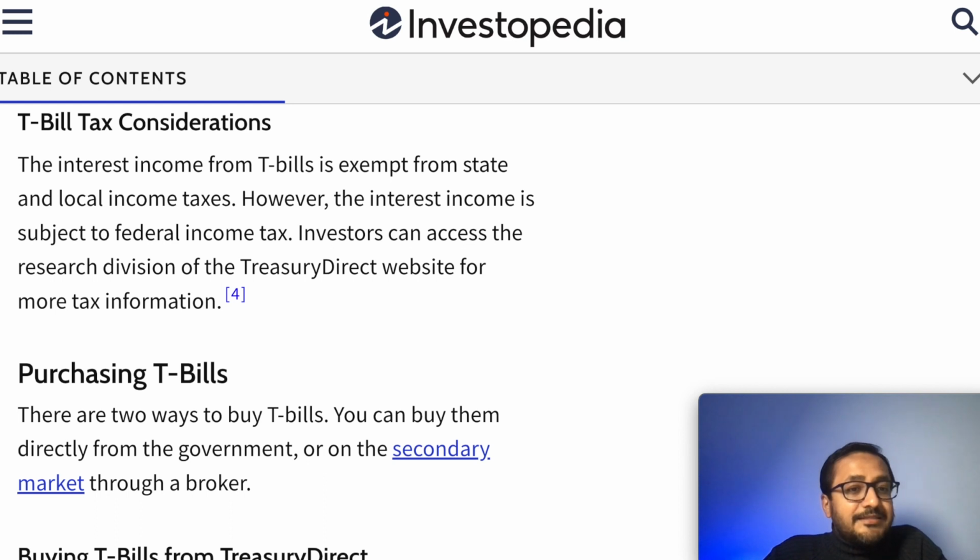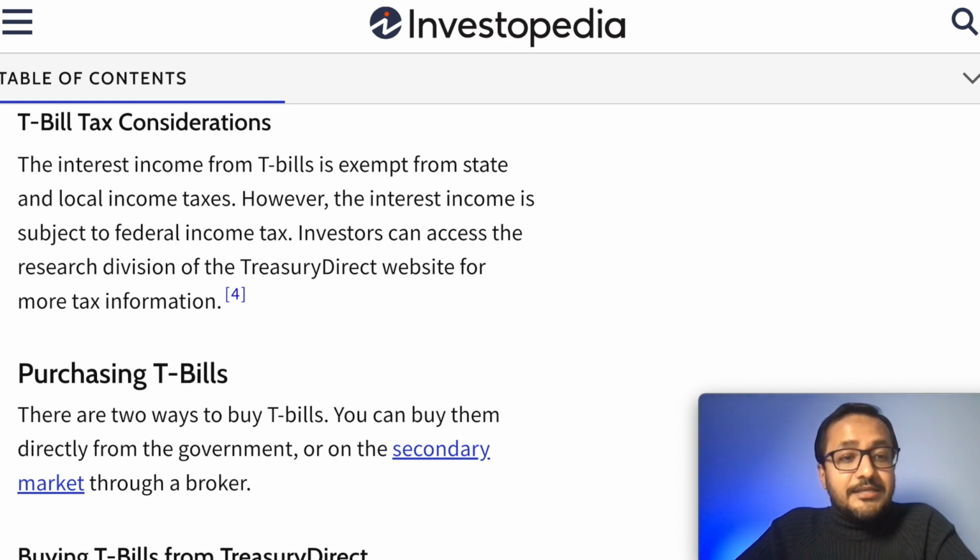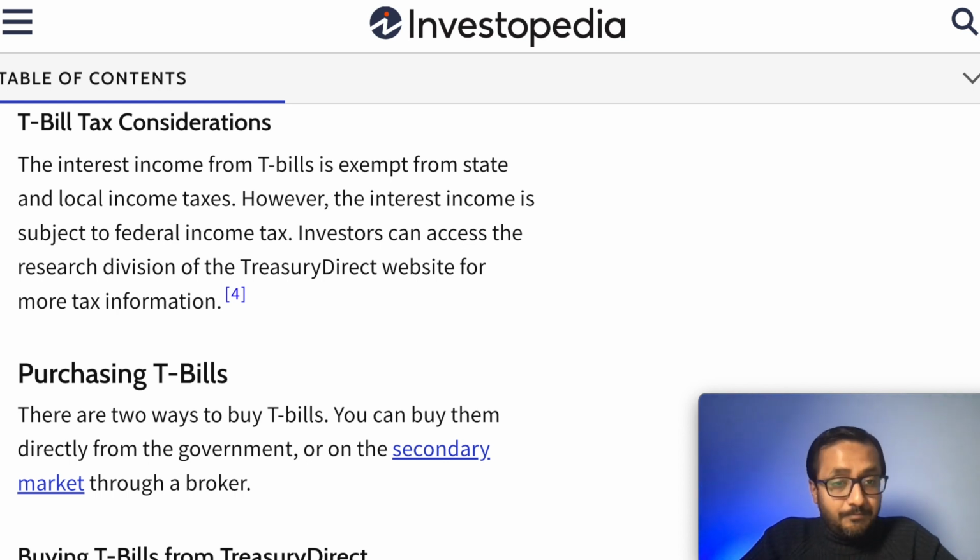The T-bill tax consideration: the interest income from the T-bill is exempt from state and local income tax, which is one of the biggest advantages of having a Treasury bill. However, the interest income is subject to federal income tax. You can get the exemption from the state and local income tax, but you will need to pay the federal income tax. Investors can access the research division of the Treasury Direct website for more information.